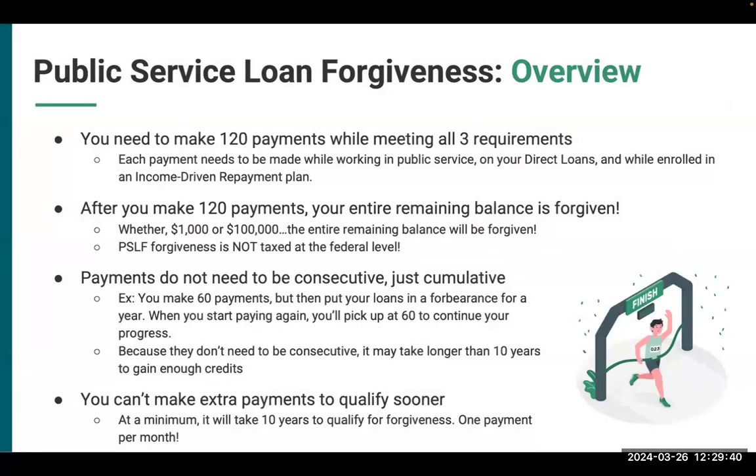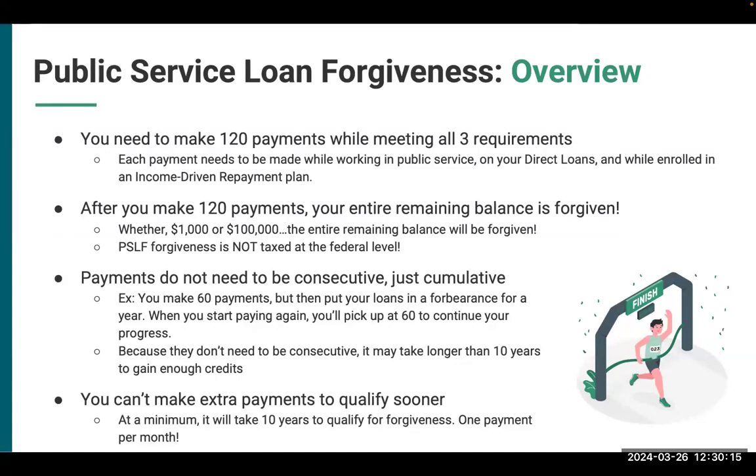So a little bit more about how this works. Again, you need to make 120 payments meeting all 3 of those requirements, okay? So each payment needs to be made while working in public service, on your direct loans, and while enrolled in an income-driven repayment plan. Now, after you've made those 120 payments, your remaining balance is forgiven entirely. So again, whether that's $1,000 or $100,000, that remaining balance is forgiven and it is not taxed at the federal level. Now, a couple of common misconceptions about public service loan forgiveness.